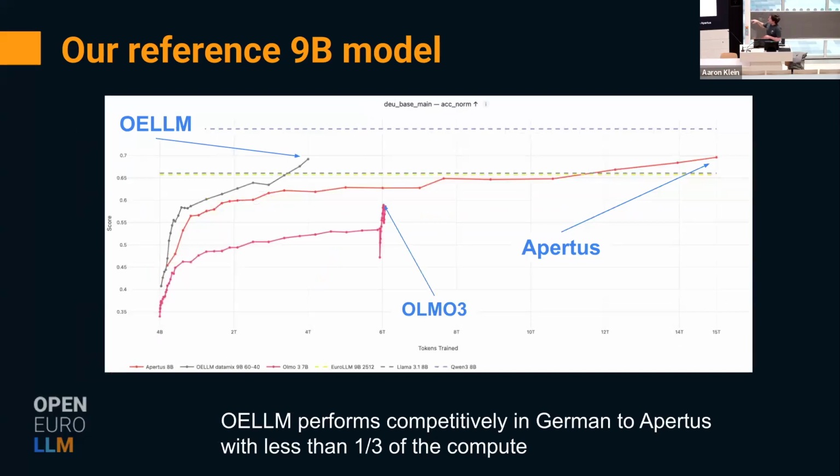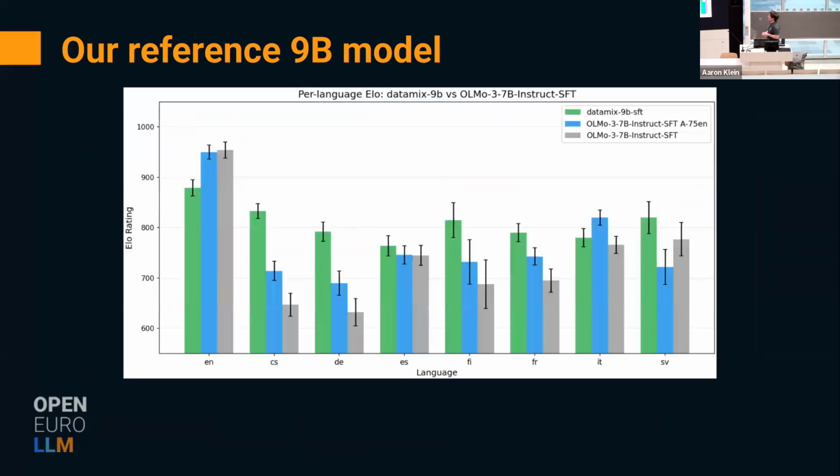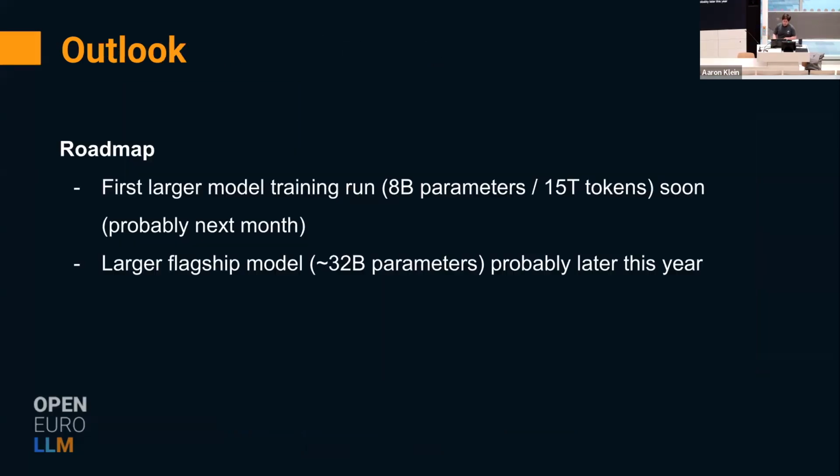What's maybe more interesting is that in German, we essentially match the performance of Apertus, but with less than a third of the compute. You can see also the comparison again with OLMo. On the left-hand side, you can see the performance in English, and here we don't match OLMo, but on the other languages, we are quite a bit better or match the performance of OLMo, even though it has been trained with a lot more compute than our model. So those are quite promising results.